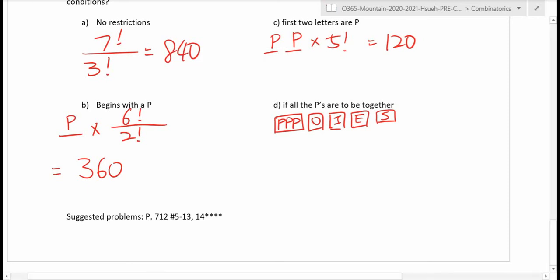Okay, so in this case, if you put all the p's together, then really you treat them as a big P, so you just have 5 letters. You can think of it that way. And in that case you have 5 letters and they're all different, so then this is just going to be 5 factorial, which is also 120. Okay, yeah, that's it.